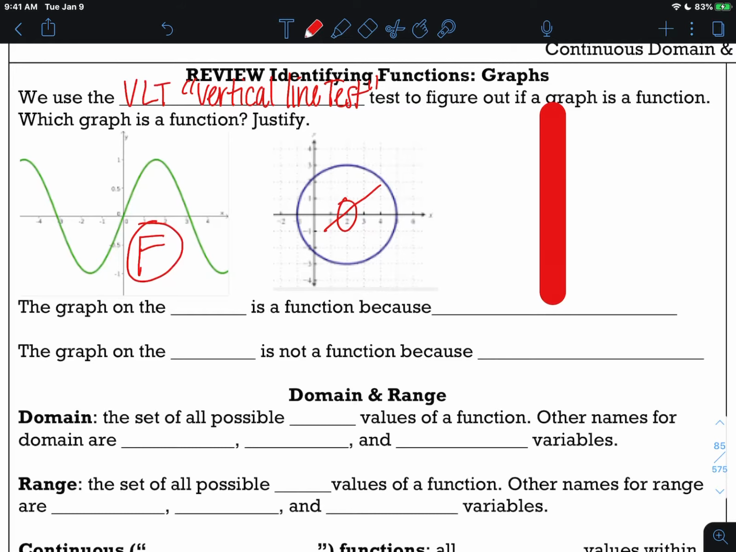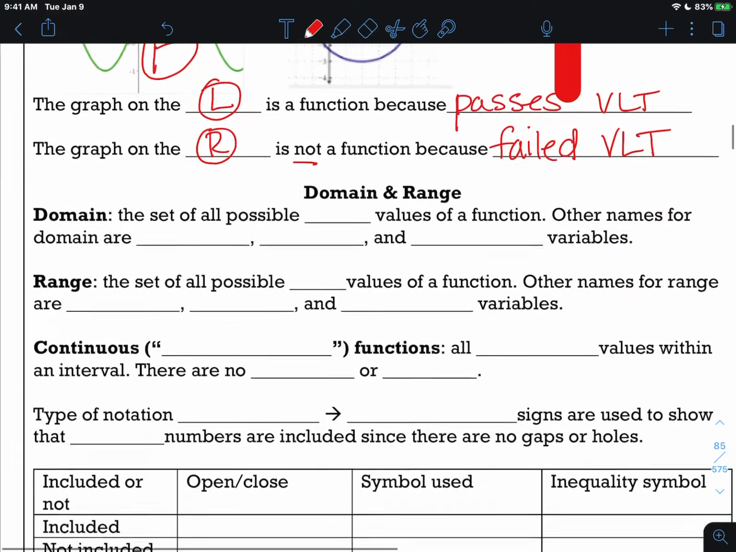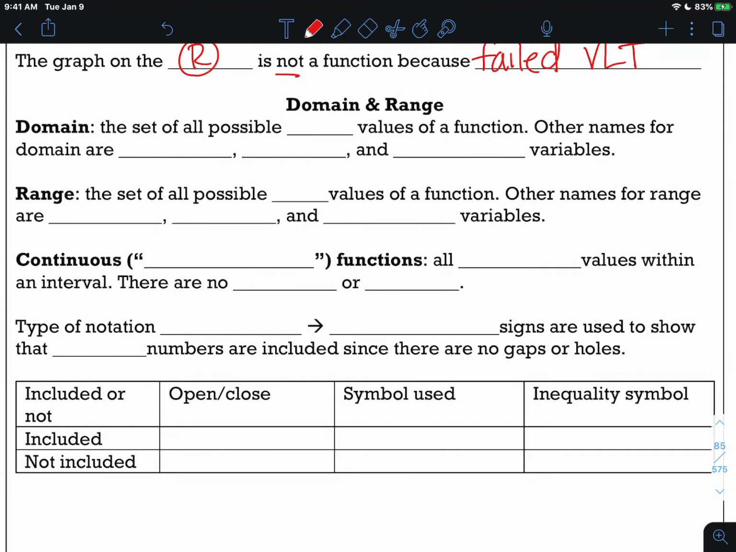So they asked us which graph. I went ahead and told you that. The graph on the left, the green one, is a function because it passes my vertical line test. However, the one on the right is not a function because it failed my vertical line test. His graph touched twice. In the same way that we can take the domain and range of those graphs that we saw before, or the mappings or tables or other things like ordered pairs, we can also take the domain and range of these.